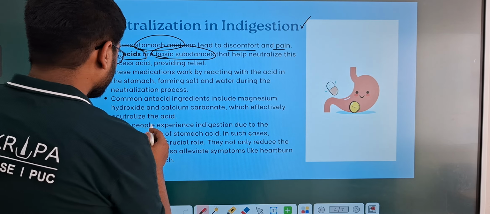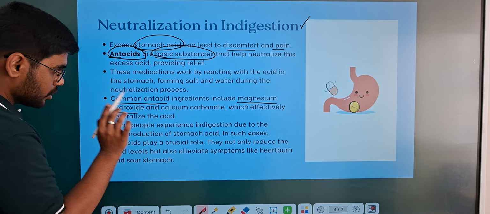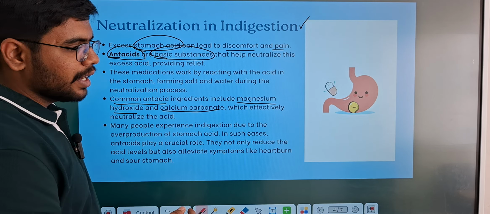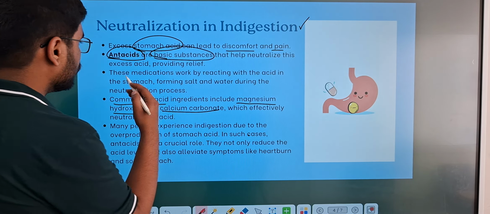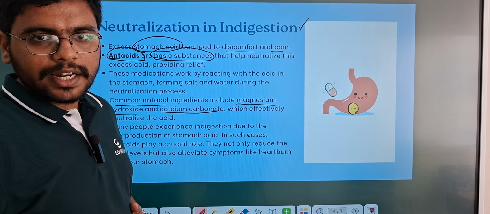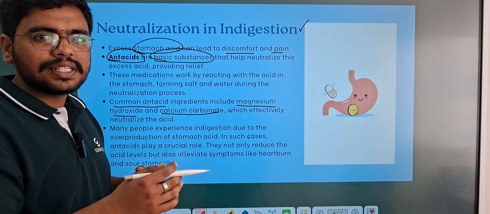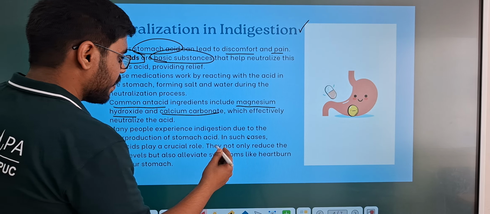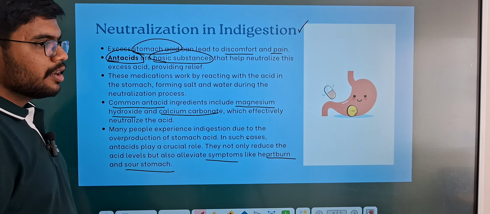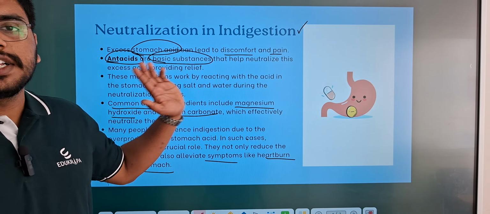For example, common antacid ingredients are usually magnesium hydroxide, calcium carbonate, and other substances which you can get in medical stores. What does this do? When we have excess acid secreted in our stomach and we consume antacids, these substances go on neutralizing the excess amount of acid, thereby reducing symptoms like heartburn and sore stomach. When any discomfort is caused in the stomach, the first thing we have to do is consume some antacid.